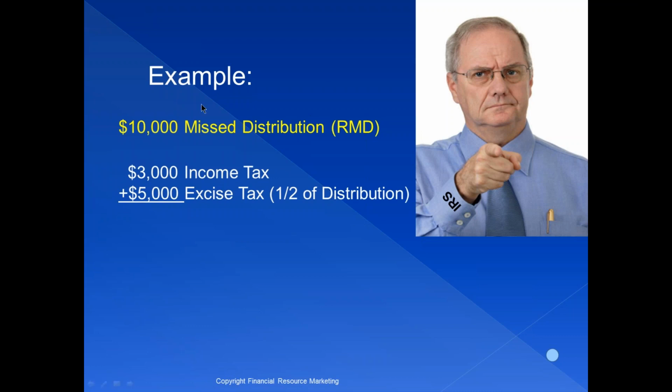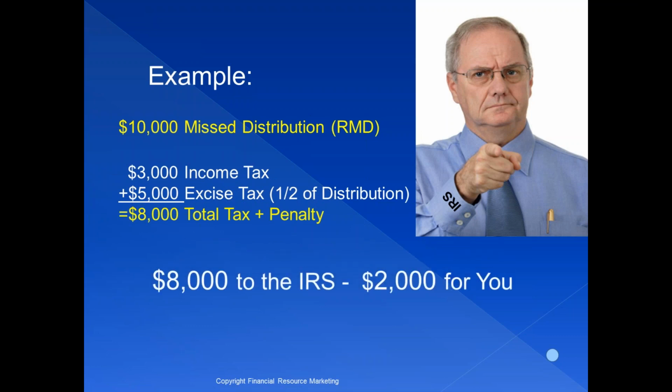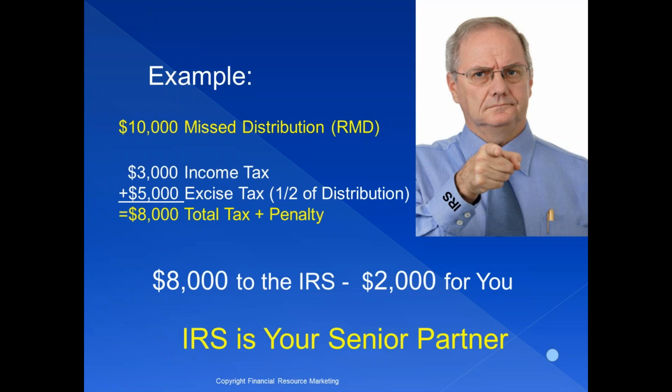But then the IRS goes right back up to this $10,000, and 1/2 of that becomes an excise tax. So if you add the income tax together with the excise tax, that's $8,000 total tax and penalty. So what just happened? It's very simple. $8,000 goes to the IRS, $2,000 goes to the IRA owner. The IRS just became the senior partner in that distribution. And folks, this is an easy problem to fix.